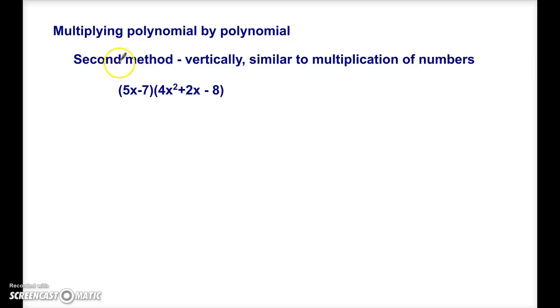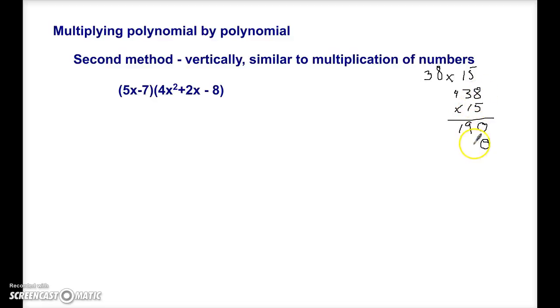Okay, here's our second method. It's vertically, and that's very similar to multiplying numbers. For example, if you had something like 38 times 15, you would stack them vertically, right? And then you'd multiply. 5 times 8 is 40, carry the 4, 5 times 3 is 15, and 4 is 19. And then when I go to multiply by the 1, don't forget the magic 0, right?